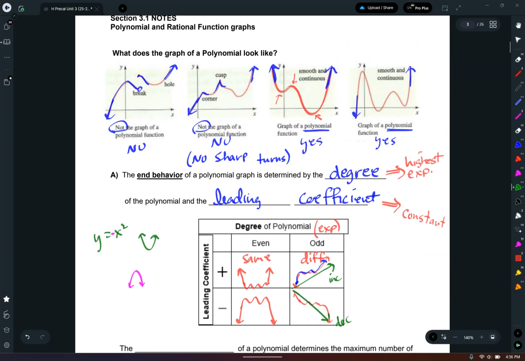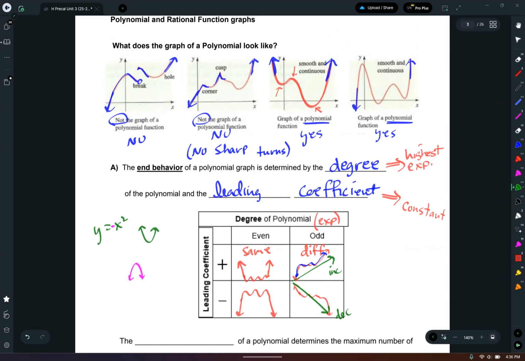So for example, this isn't part of the question, but I can tell from looking up here that this first example is a polynomial. Because both ends are going up, I can tell this is even degree. And because both ends are going up, I can tell it's a positive leading coefficient.